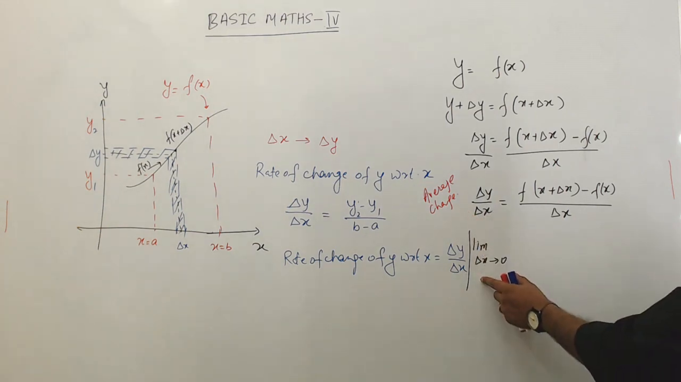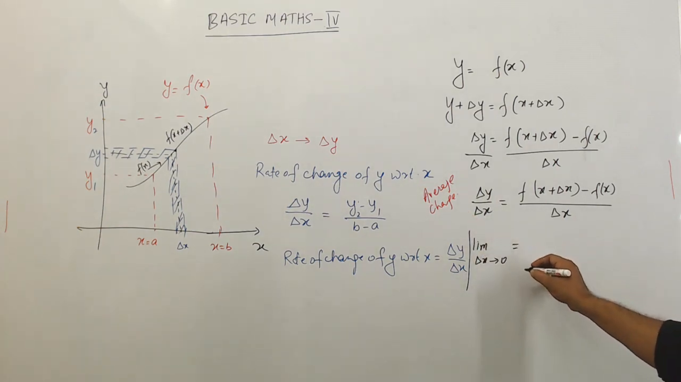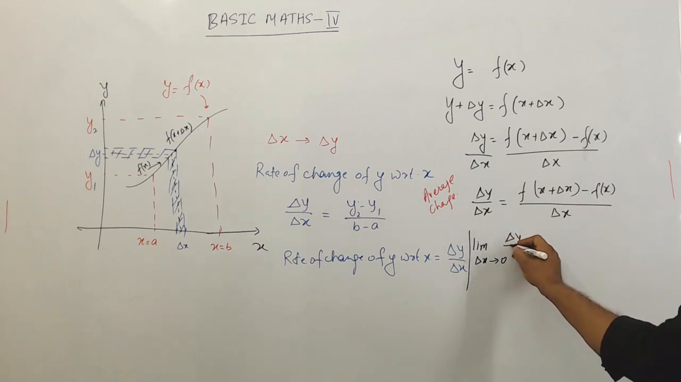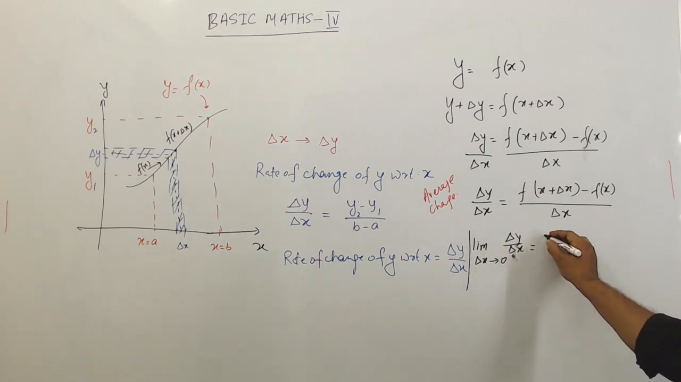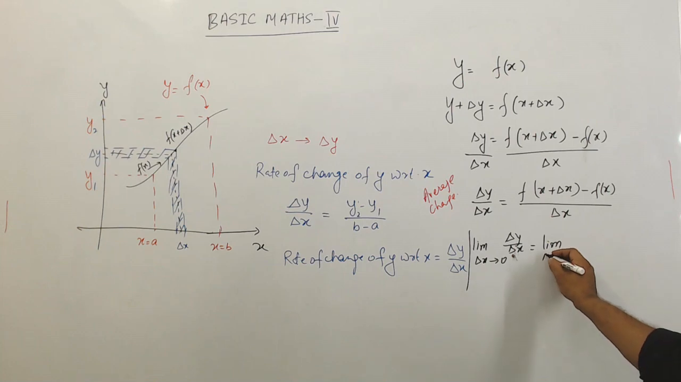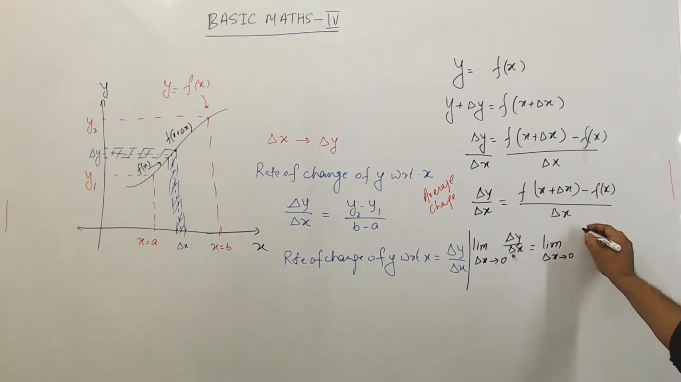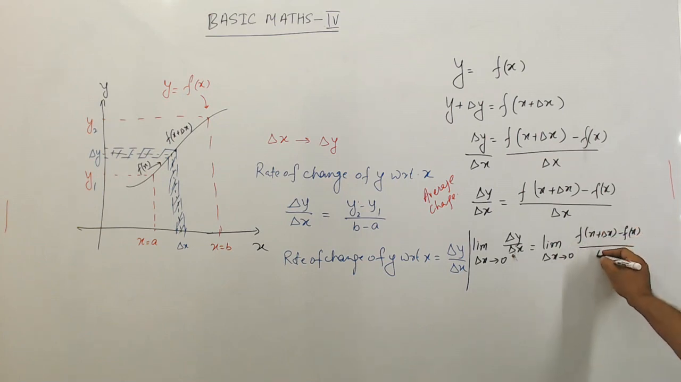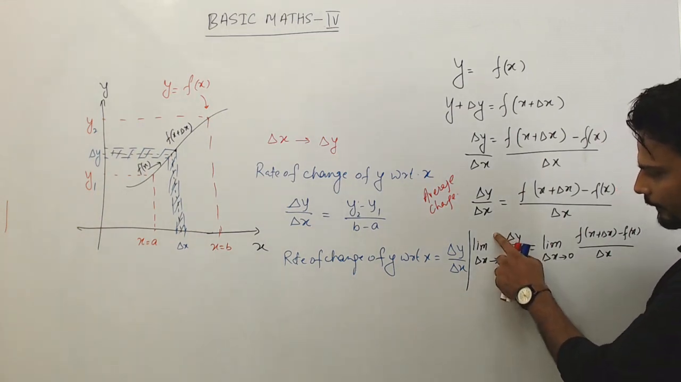that is this value is tending to 0, then how should this be written? Probably I would just write this delta y upon delta x. So I'm going to apply the limit on this side also. So limit delta x tending to 0, f of x plus delta x minus f of x upon delta x. Now this is the instantaneous change of y with respect to x.